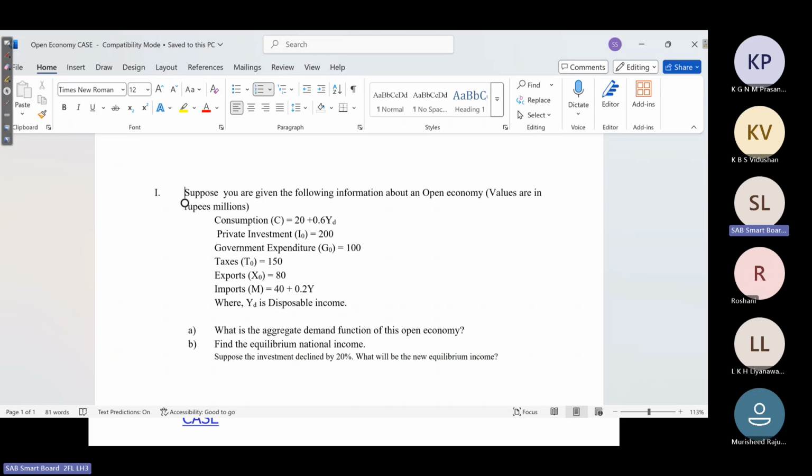If you have different answers, we can tell you. The new equilibrium income is 350, right? So very easy. If you have this kind of question, you can get the total marks. But you must be very careful when you substitute values, otherwise you will lose all the marks.